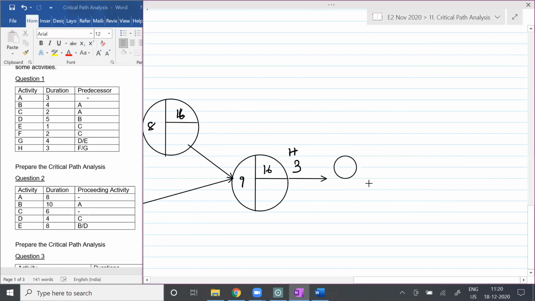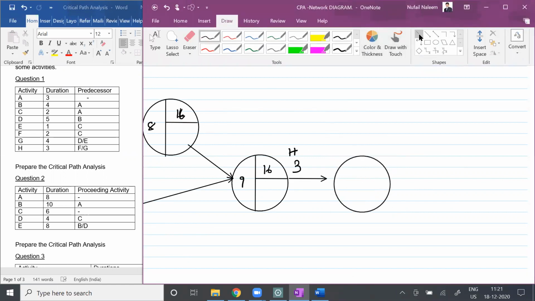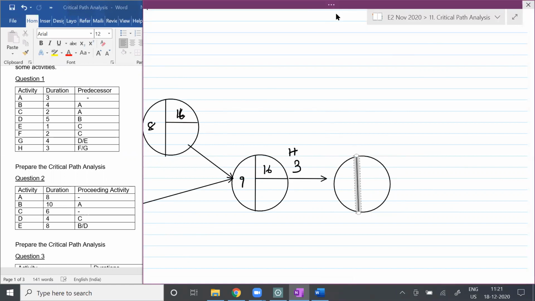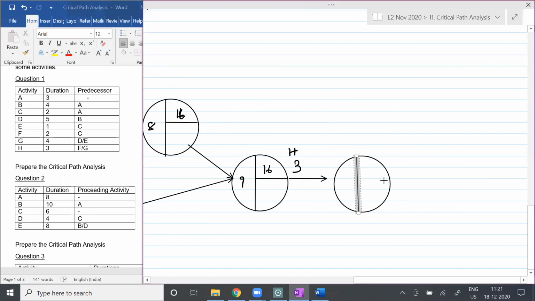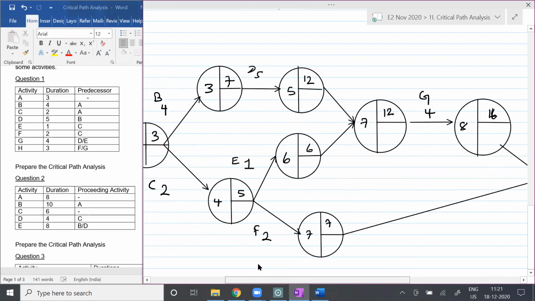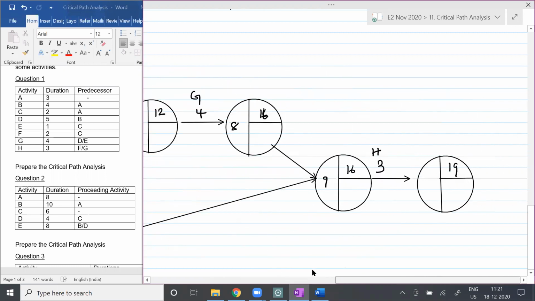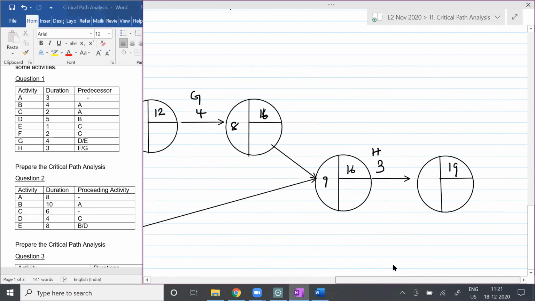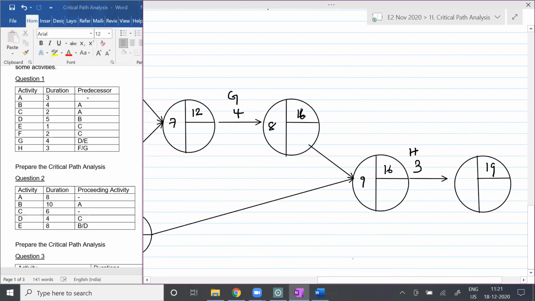Ultimately, students, if you want to complete the project, the earliest possible time is how much? 19 days. Can you please take this down, students? Any doubts you have, you can ask me. Earliest time is over. But the golden rule is start with a node and end with a node. Please take it down.